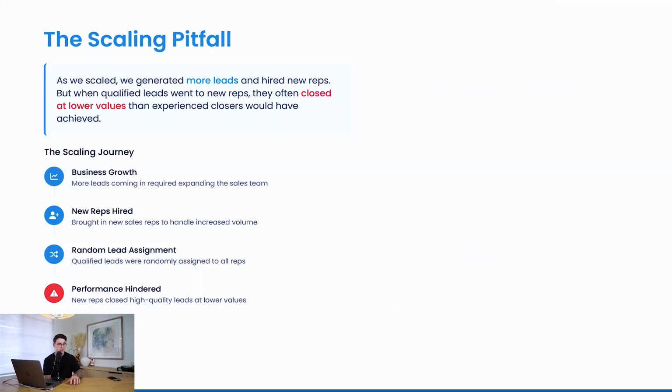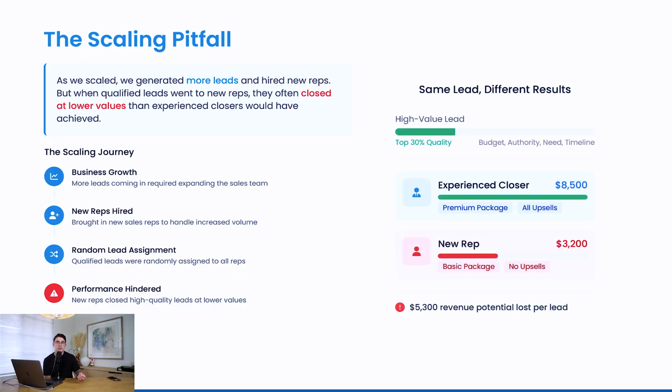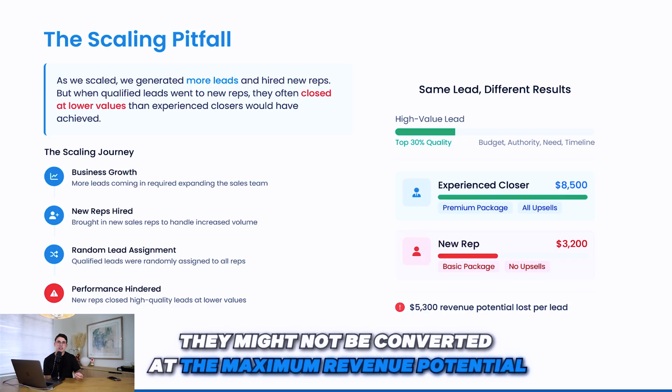Because one of the common pitfalls that we fell into when we were scaling accounts is that we were starting to generate more leads, and then we had to bring in new reps. And when we brought in these new reps, our close rate reduced slightly, but we needed those new reps to take on the new volume. We were kind of hindering our performance because sometimes these new reps would get really qualified customers that, if a more experienced closer or sales representative were taking the call, he would likely close in a very high package. So even if this lead converted with the new rep, they might not be converted at the maximum revenue potential.